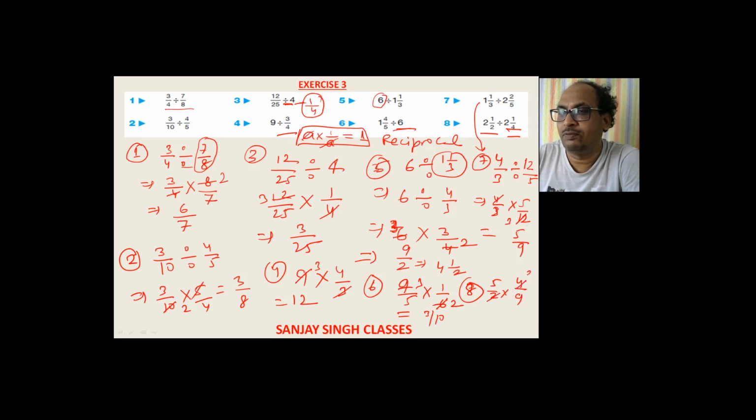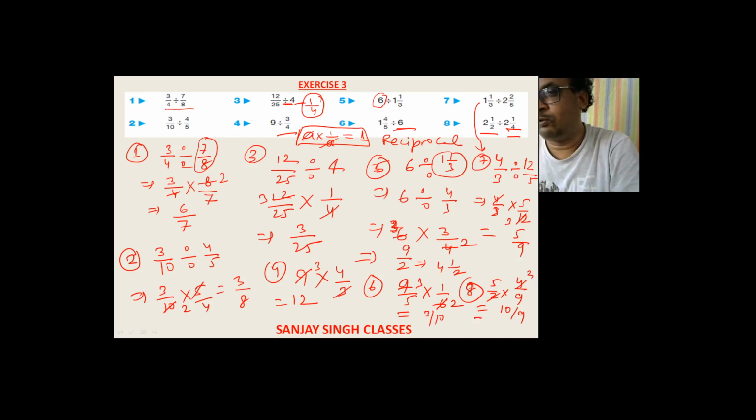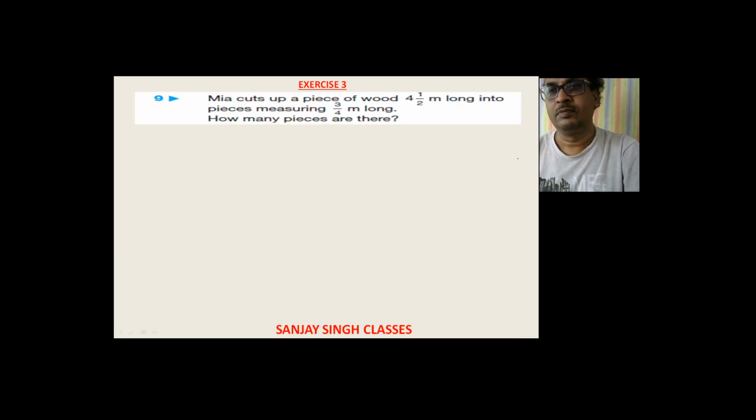So 2 2s are 4, and it will become 10 by 9. If such is the case, then again we need to convert it into a mixed fraction. So 1 1 by 9, right. So the answer of this question number 8 will become 1 1 by 9. Then further, we will be solving question number 9 now.